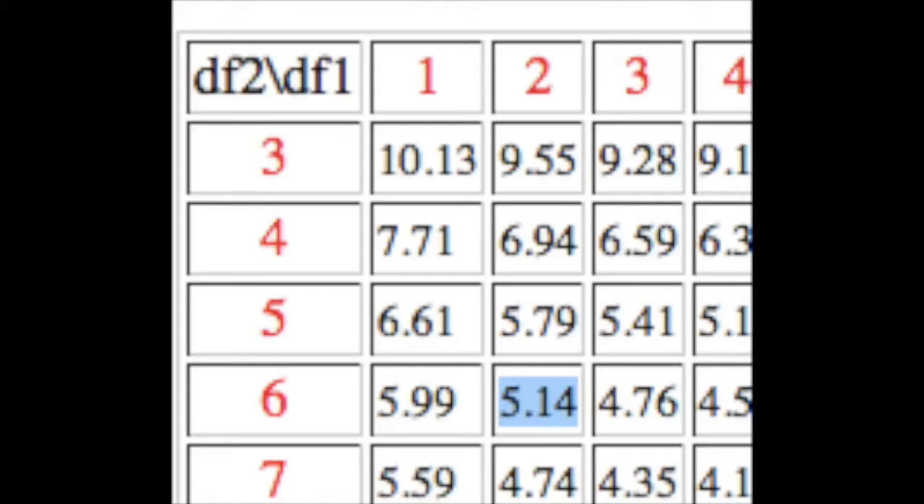So now that we found our critical value, which is 5.14, we have to compare it to the F. Since the critical value is greater than our F ratio, we accept the null hypothesis and state that there is no correlation or association between the means of the groups.